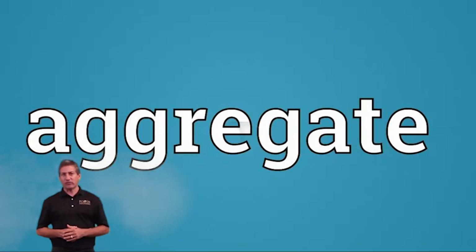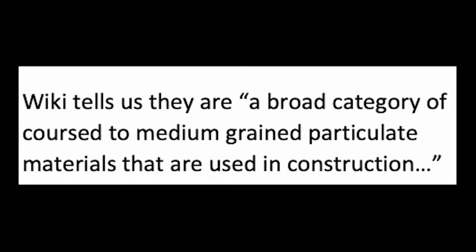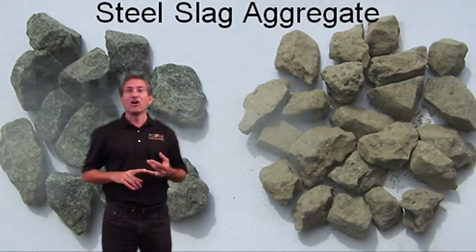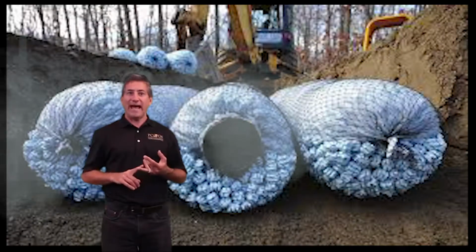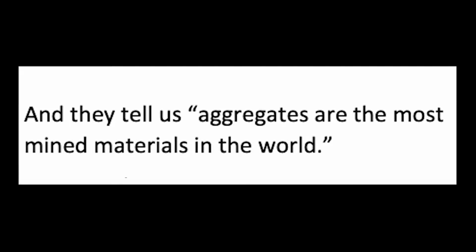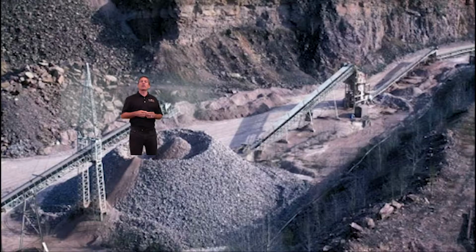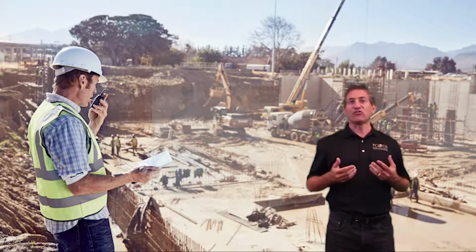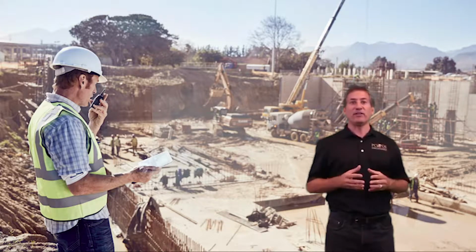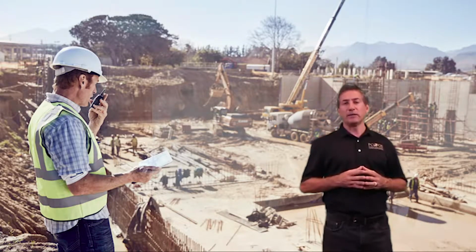Let's start with aggregates. Wiki tells us that they are, quote, a broad category of coarse to medium-grained particulate materials that are used in construction, including sand, gravel, crushed stone, slag, recycled concrete, and geosynthetic aggregates. And they tell us, quote, aggregates are the most mined materials in the world. Now, because they are the most mined materials on Earth, and are the primary materials used in construction, creating our built environment, they have an enormous environmental impact.